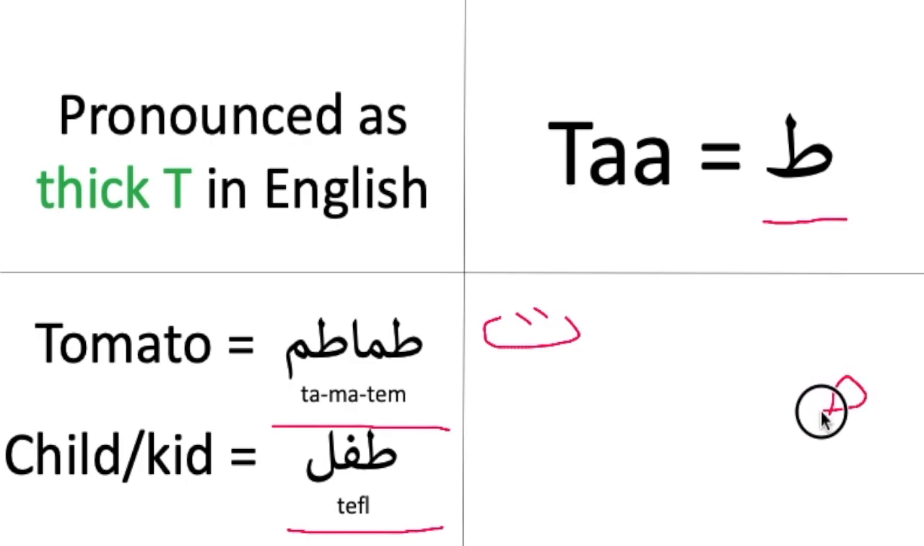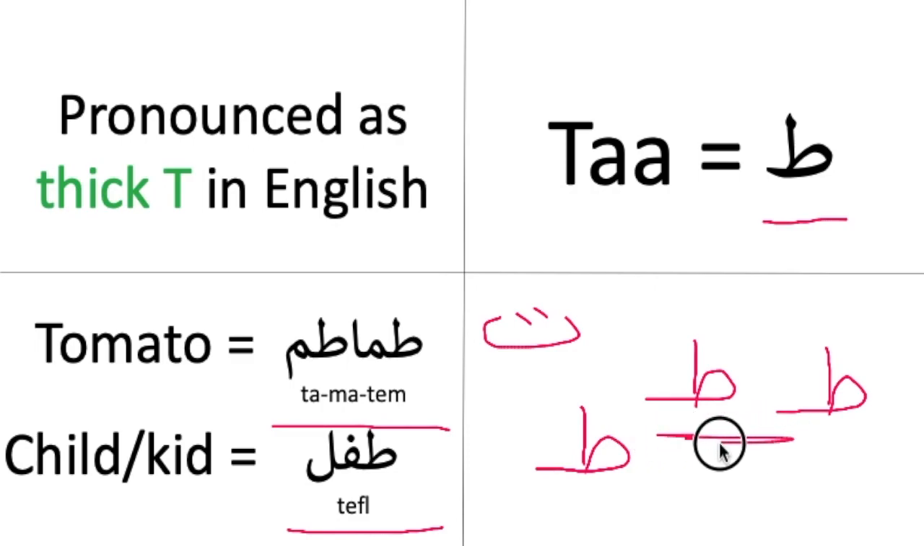How do we write ta? You make a circle and a little tail or dash. Then you make a big line here. This is how you write ta. Again. Big line. One more time. So this is ta. This is te. Te is pronounced as regular T. Ta is pronounced as thick T, as ta, ta, ta.